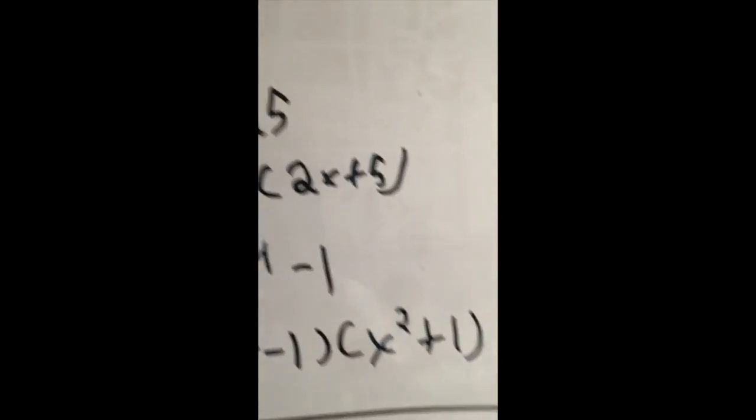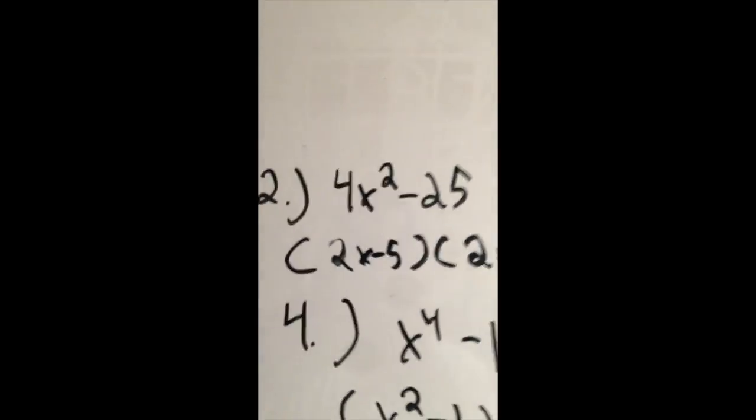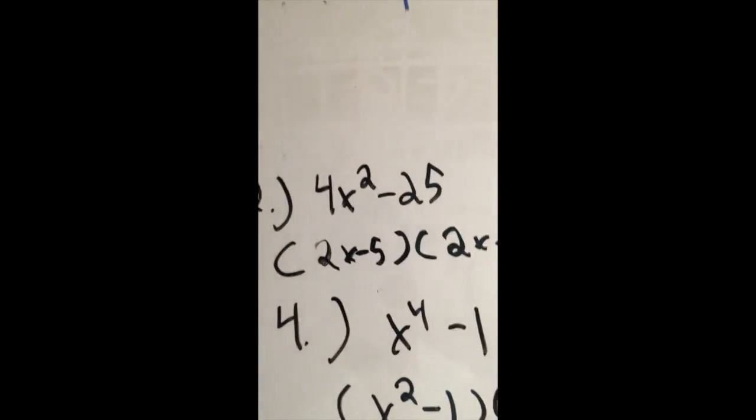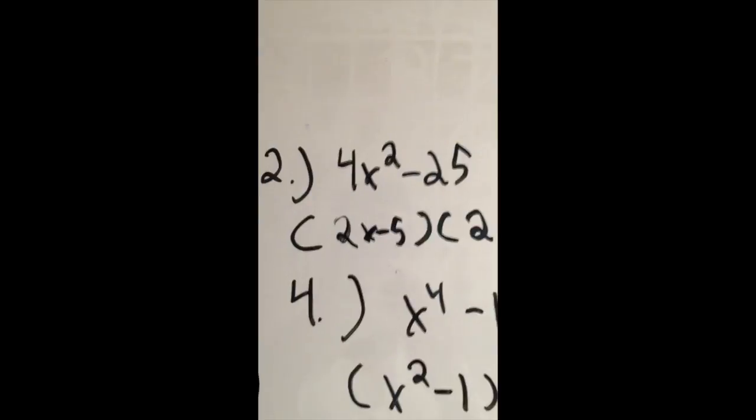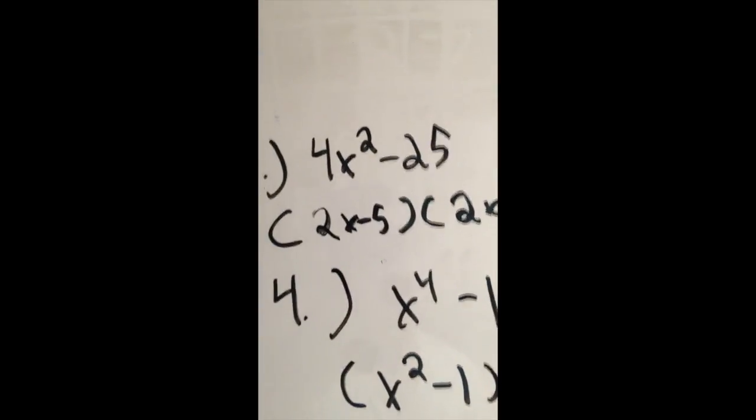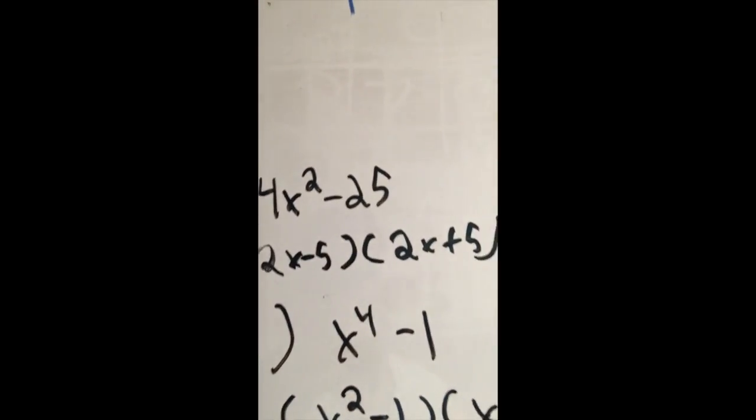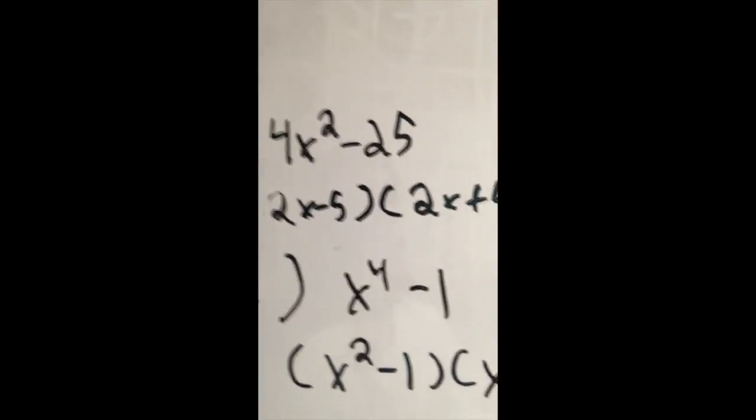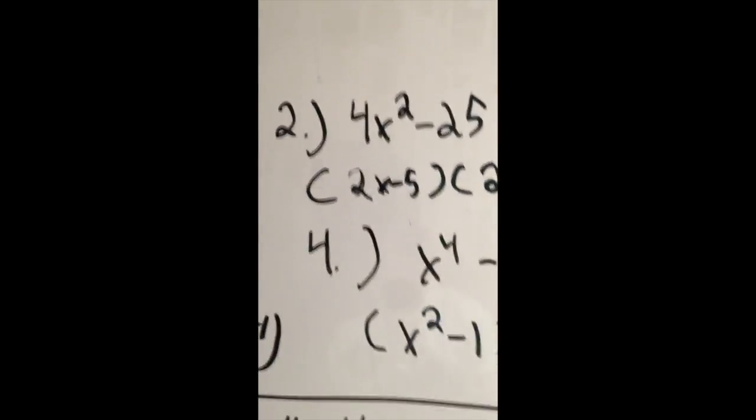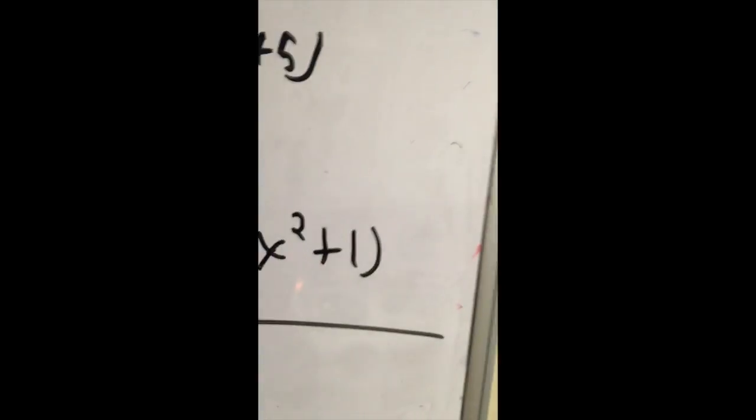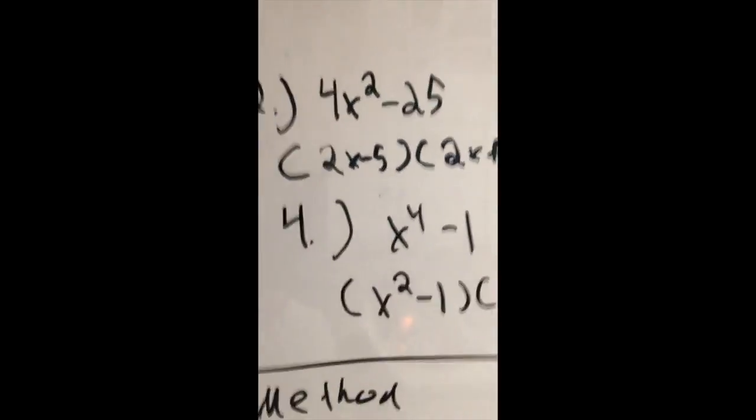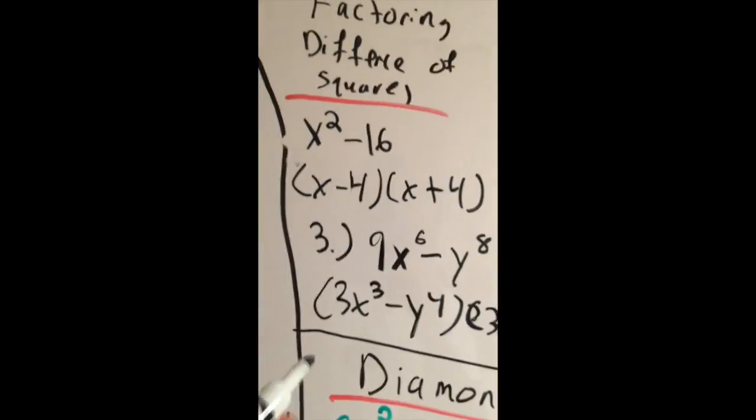So let's look at another example: 4x squared minus 25. Think to yourself, what multiplies by itself to get 4x squared? That would be 2x. What multiplies by itself to get 25? That would be 5. So as you can see here, 2x minus 5 and 2x plus 5. Bam.